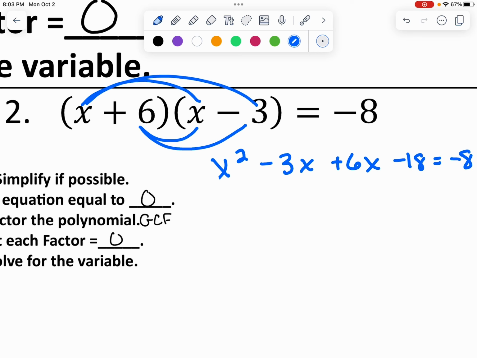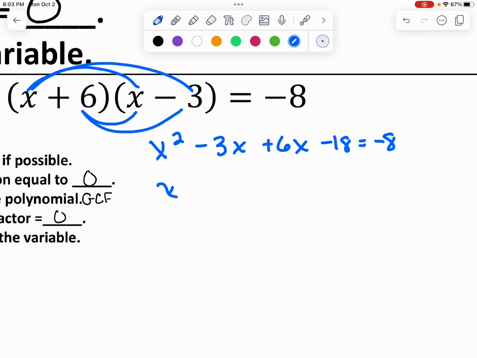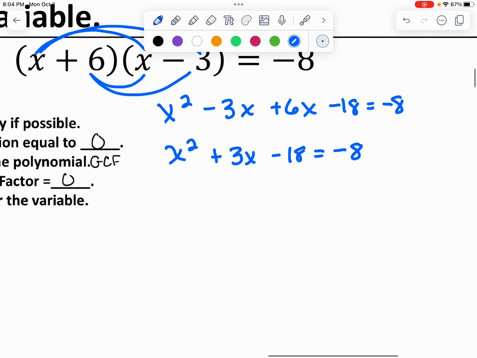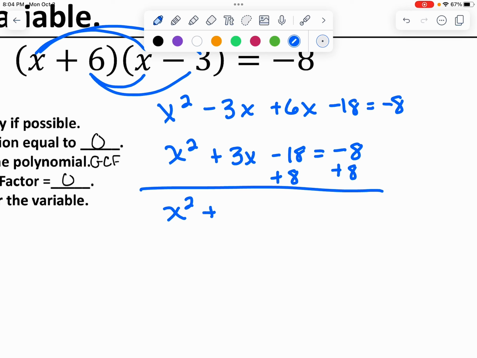And again, combine like terms. x squared plus 3x minus 18 equals negative 8. Now you're in step 2, set it equal to 0. Add 8 to both sides. So the first thing we did was the process of simplifying. And now what are we doing? Setting it equal to 0. So x squared plus 3x minus 10 equals 0.